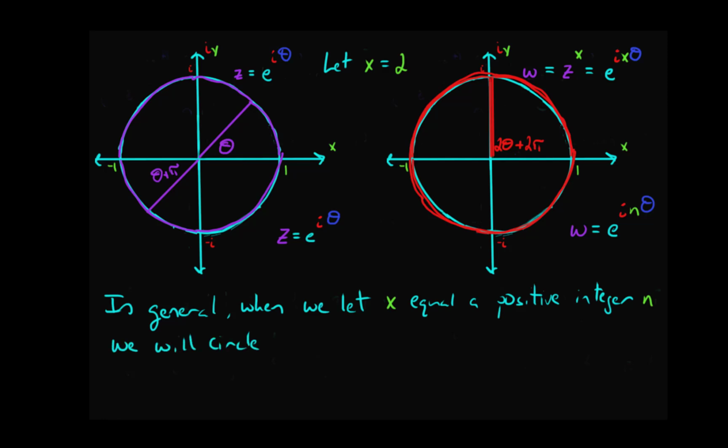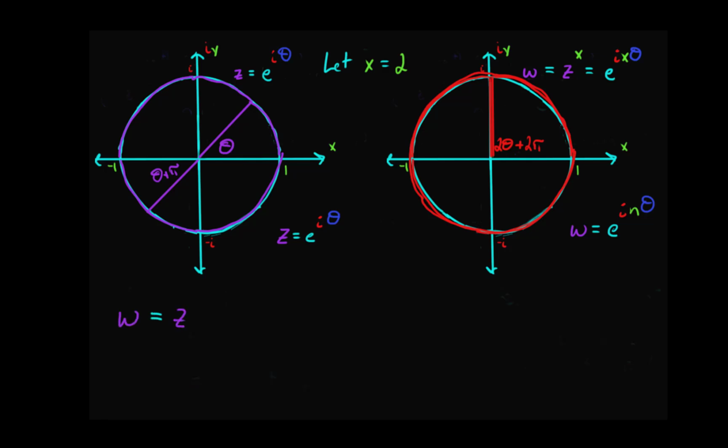And in general, we can actually show that when we let x equal a positive integer n, we'll circle the origin n times in the range of the function as we increase theta from 0 to 2 pi in the domain of the function. So we can say w equals z to the power of n is an n-to-1 function when n is a positive integer.